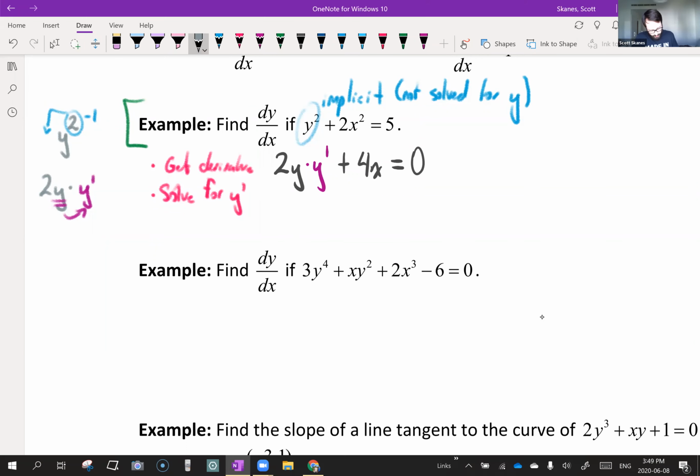So I'm going to do that. I'm going to bring that over to this side. I end up with 2y, y prime equals negative 4x. I'm going to divide both sides by 2y. I might as well keep highlighting. I've started, I might as well finish it. Cancel, cancel. So our final answer, y prime, is negative 2x over y.